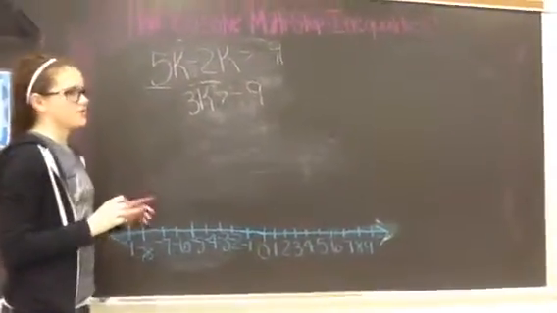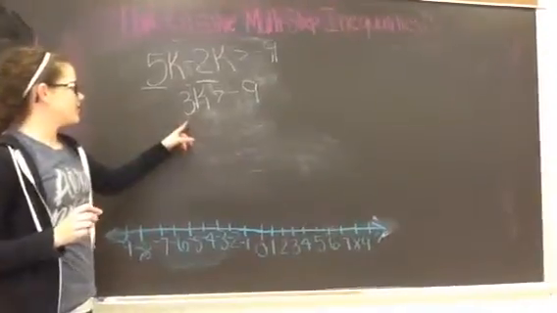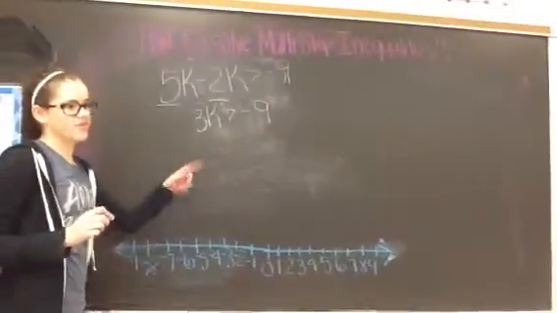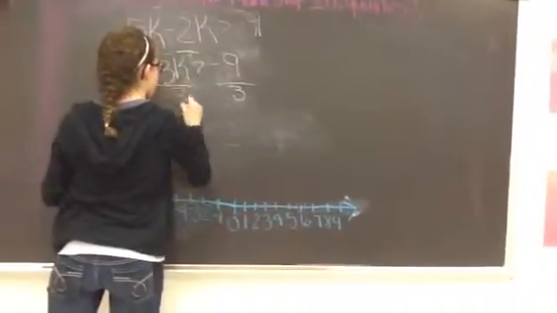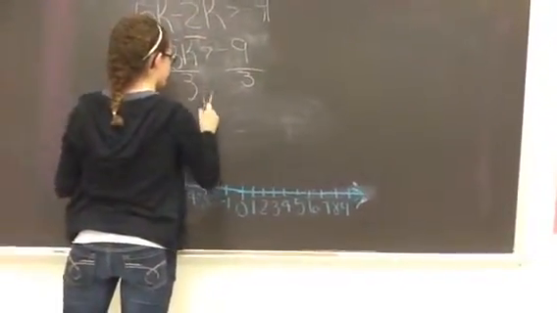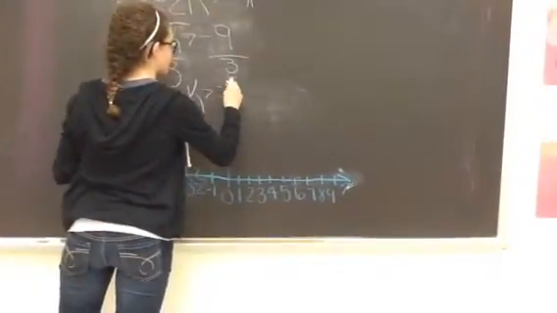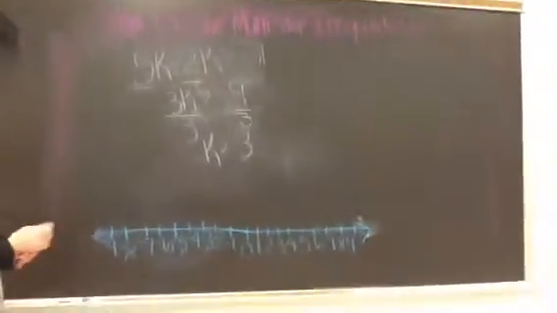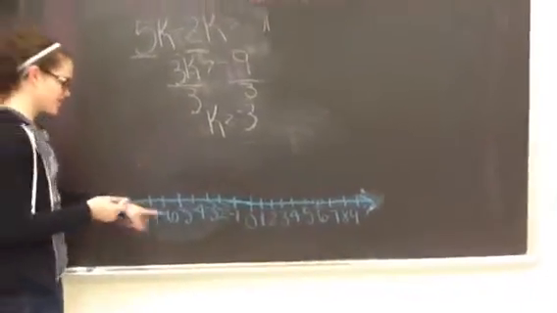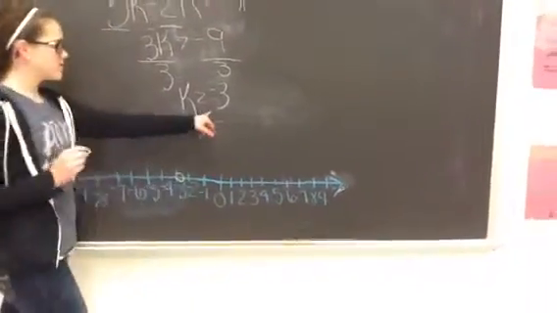So now what you would have to do is, again, separate the 3 from the k, and the only way to do that is division because they are attached by multiplication. So you'd be left with k is greater than negative 3. Okay, so to graph this, we're going to start at negative 3 and create an open circle.